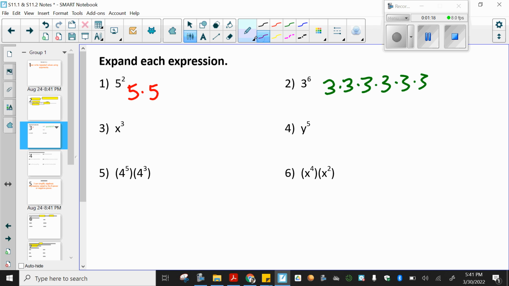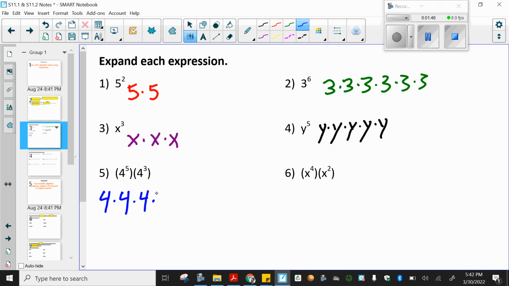X to the third, it's going to be x times x times x. Y to the fifth, well, that's y times y times y times y times y. Couldn't be easier. Hey, look, 4 to the fifth times 4 to the third. How are we going to write that? In blue. Let's see. We're going to do 4 times 4 times 4 times 4 times 4, and then this is being multiplied by the other one, so times 4 times 4 times 4. That looks just like if it was 4 to the 8th.